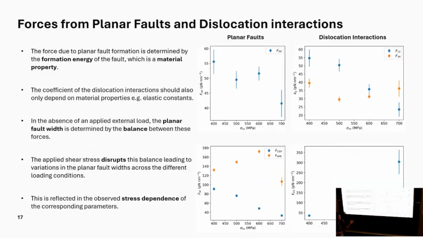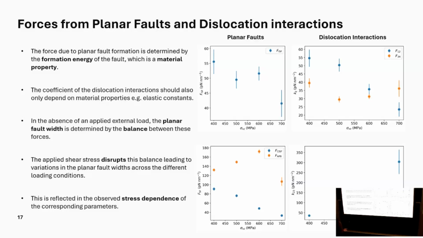We do not expect them to vary with the applied shear stress. So in the absence of an applied shear stress, the partial separation, or the width of a planar fault, will only depend on the balance between the attraction from the planar fault formation and the dislocation interaction.